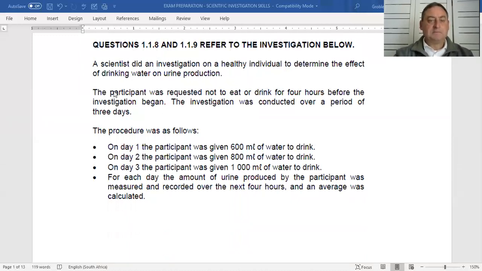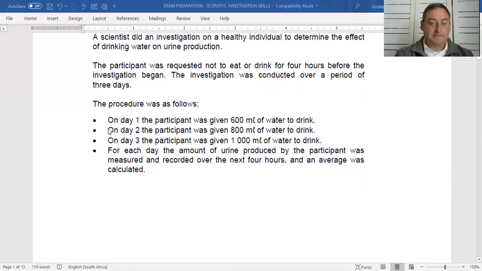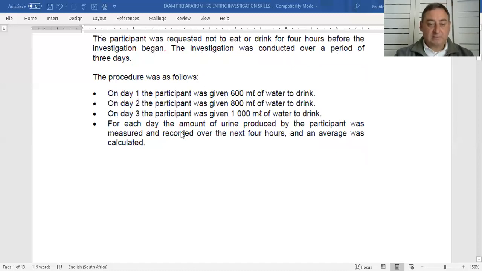It says here, the participant was requested not to eat or drink for 4 hours before the investigation began. The investigation was conducted over a period of 3 days, and the following was done. On day 1, this person was given so much to drink. The next day, was given more to drink. Third day, given even more water to drink. For each day, then, the amount of urine produced by the participant was measured and then recorded over the next 4 hours after drinking that water. Day 1 that, day 2 that, day 3 that, and then an average was calculated.